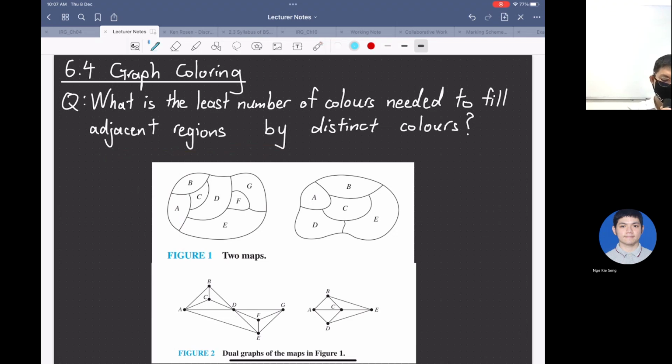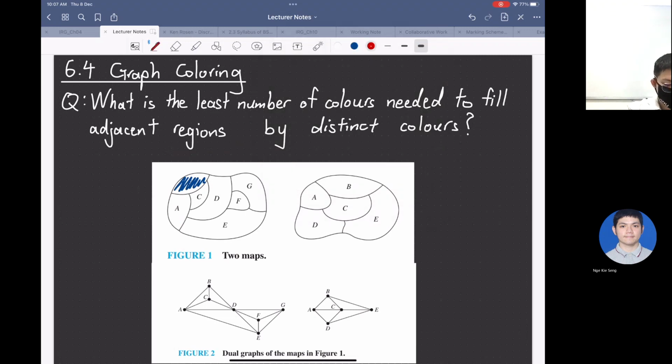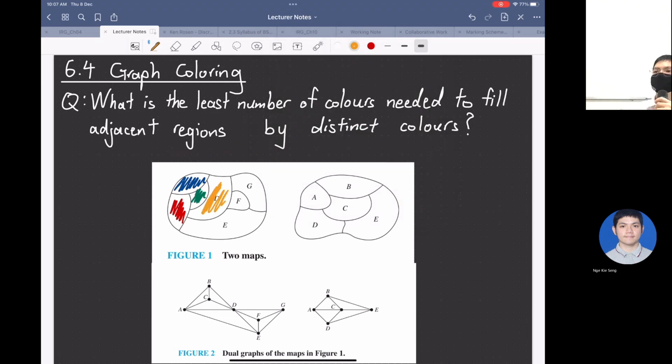So for example, if you put blue here, then A, C, D should be a different color than blue. So let's say we put A as red. But C is adjacent to B and A, so it has to be a different color from both. We will put green. And then D touches these three, so maybe we need another color. Maybe we pick orange.